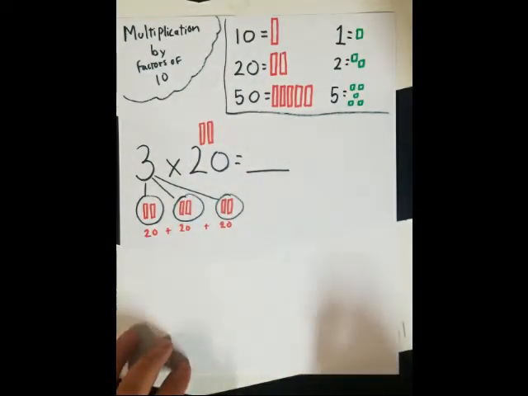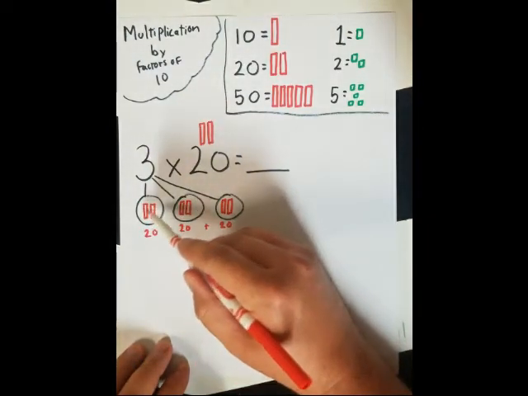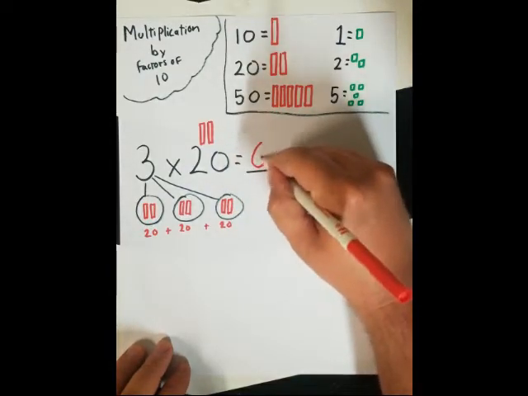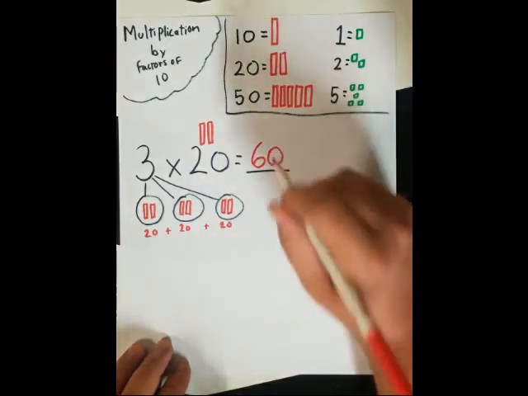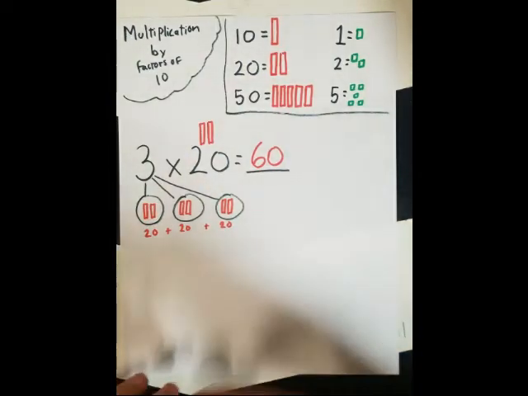If you're good at doing mental math, you might be able to solve this problem really quickly. But let's go ahead and count our tens. 10, 20, 30, 40, 50, 60. 3 times 20 is 60. The product of 3 times 20 is 60. We're going to do another problem, right? And this one's going to be even bigger.